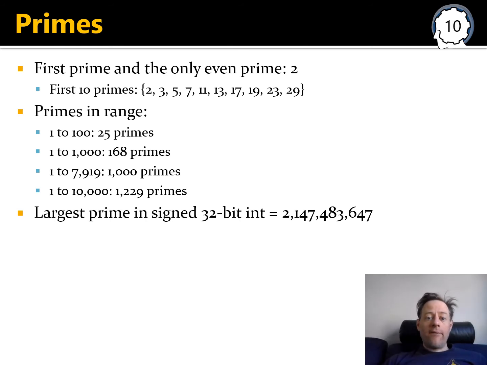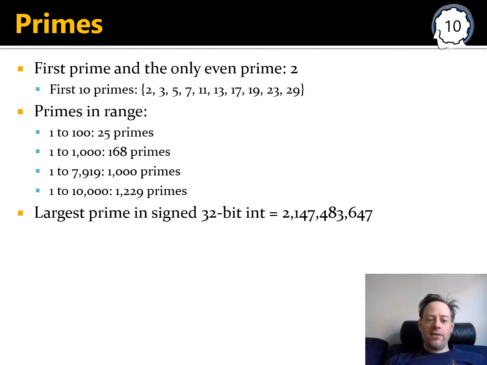Then we have prime numbers. So that's the last part of lab 3. And of course, you already know that a prime number is any number that's only divisible by 1 and itself. And the first prime and the only even prime is 2. And the first 10 prime numbers are 2, 3, 5, 7, 11, 13, 17, 19, 23, and 29.